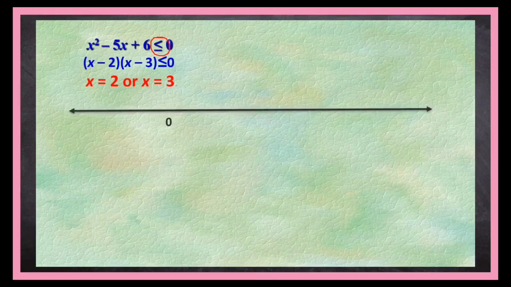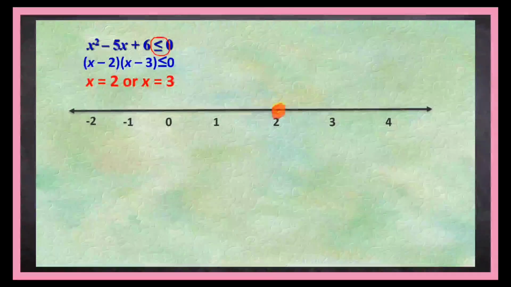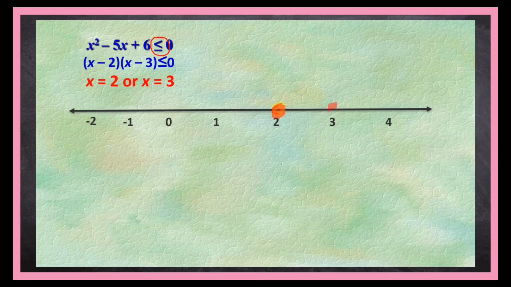So let us draw a number line. Do not forget, from 0 to the right are all positive numbers, and 0 to the left are all negative numbers. Then after that, we will plot or locate x equals 2, then x equals 3 on the number line to separate the line into 3 intervals. Let us plot first 2, and then after that, let us plot 3. This is the closed circle.